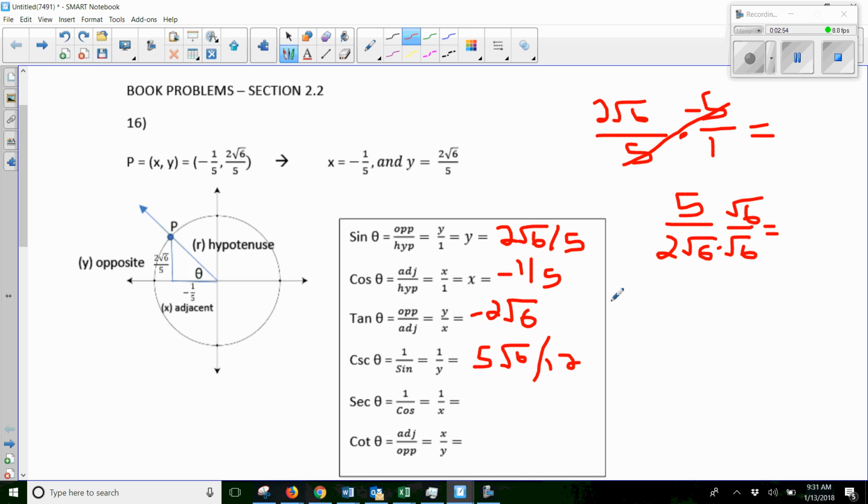Okay. For the secant, that's going to be 1 over cosine, which again, we're going to flip our fraction. So instead of being x over 1, it's going to be 1 over x. Well, here, it's just negative 1/5, so that's just going to become negative 5.